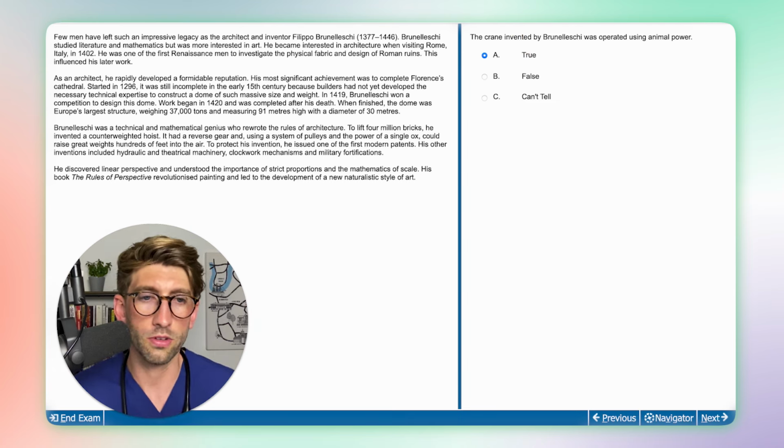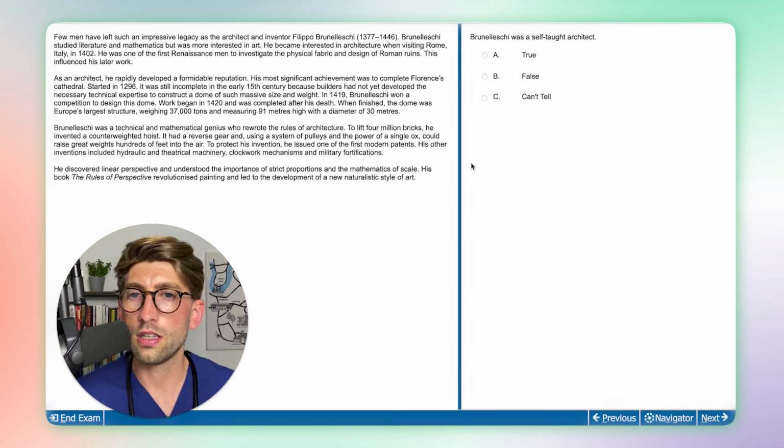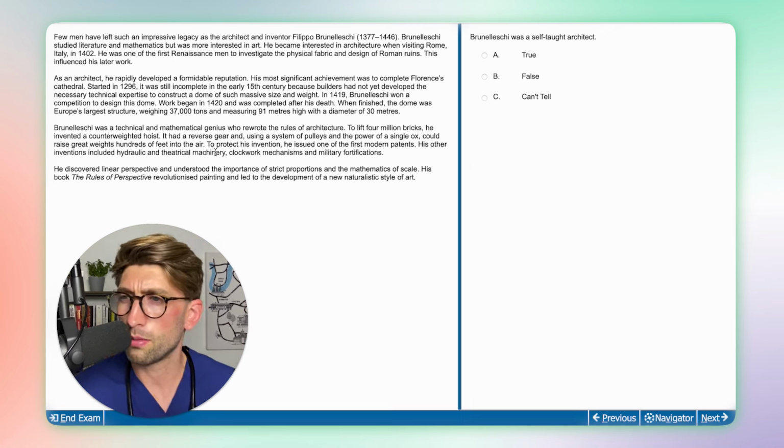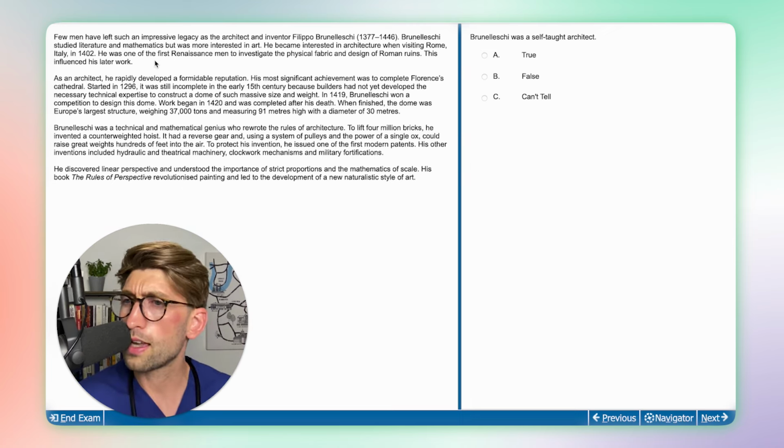So let's move on. Okay, so Brunelleschi was a self-taught architect. It doesn't say anything about a mentor. And I don't think it says anything about he studied literature. So it said he studied something else.